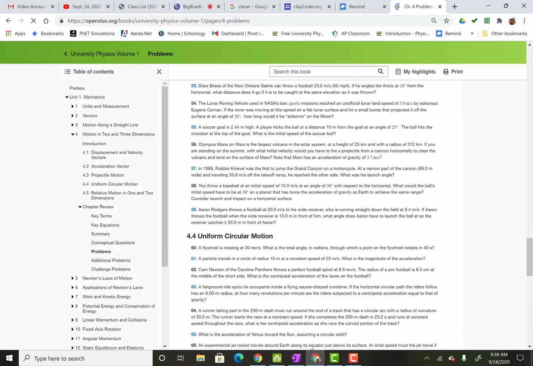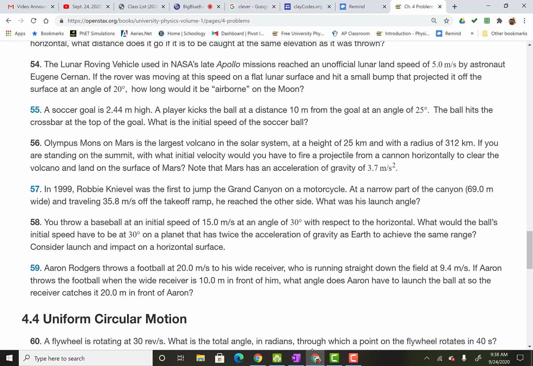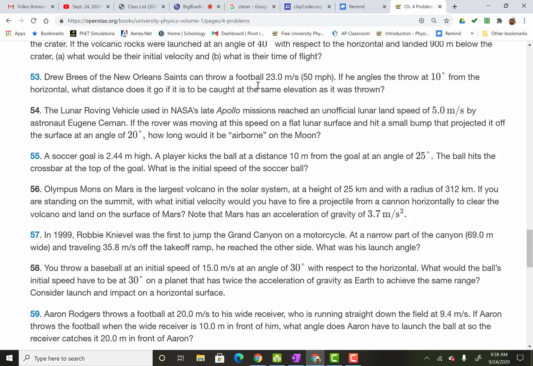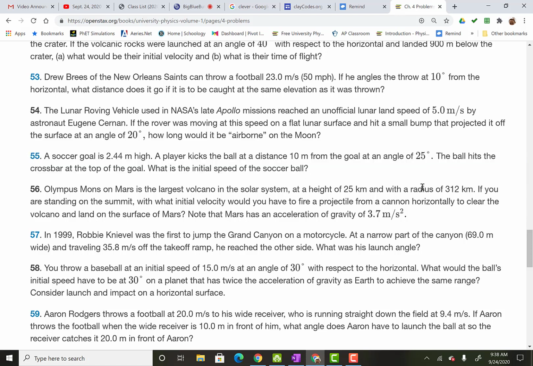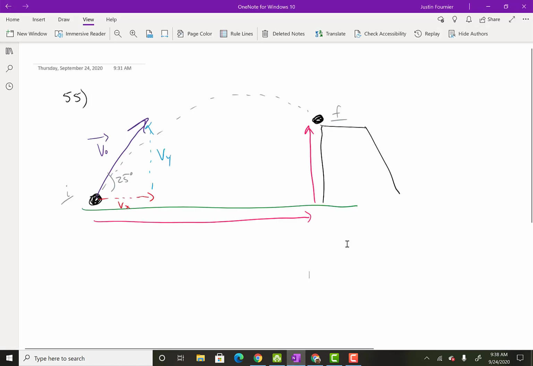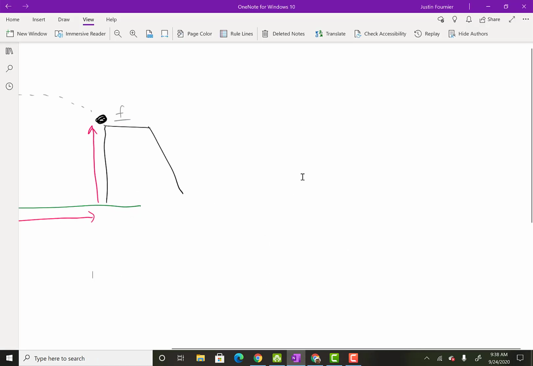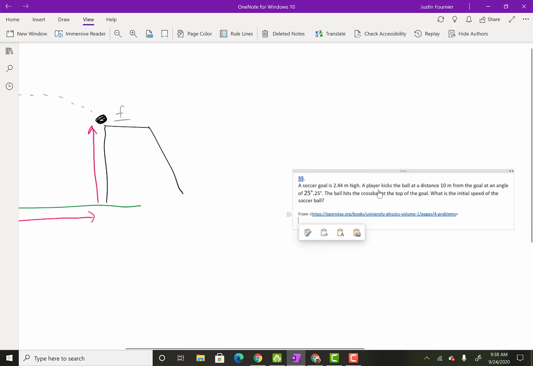So problem 55 basically says a soccer goal is 2.44 meters high. A player kicks the ball at a distance of 10 meters from the goal, at an angle of 25 degrees. The ball hits the crossbar at the top of the goal. What's the initial speed of the soccer ball? I'm going to post that over here because we're probably going to need to reference it at some point. So that's 25 degrees right there.